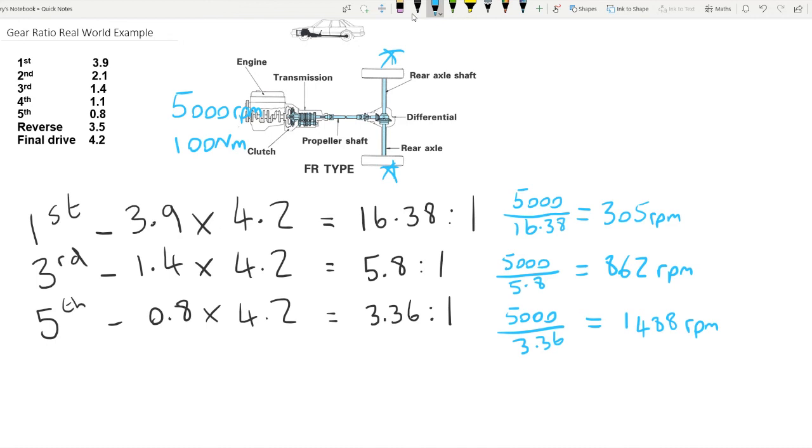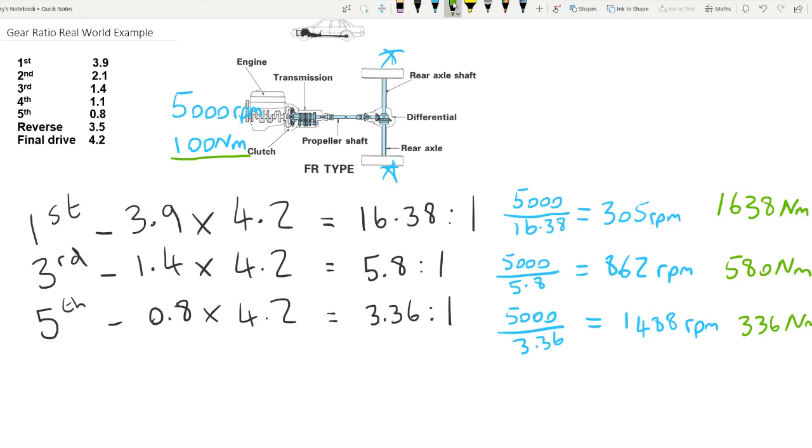So then if we look at the torque values, all I'm going to do for torque, I'll change colour again so we can see, I'm going to multiply the 100 Newton meters by that ratio. So this one is going to have a massive torque of 1,638 Newton meters. This one is going to have 580 Newton meters, and this one is going to be 336 Newton meters. So you can see why I use 100, it's just quicker to work out.